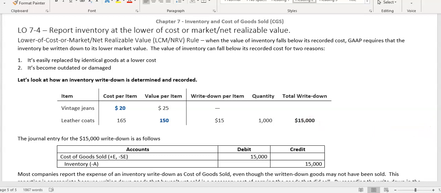The journal entry is directly below. We would debit the cost of goods sold, and we would credit the actual inventory account. Now, that increases your cost of goods sold. And remember, we subtract the cost of goods sold from sales to give us gross profit, and after subtracting our operating expenses, net income. So a write-down in the value of your inventory directly affects the gross profit and your net income as well.